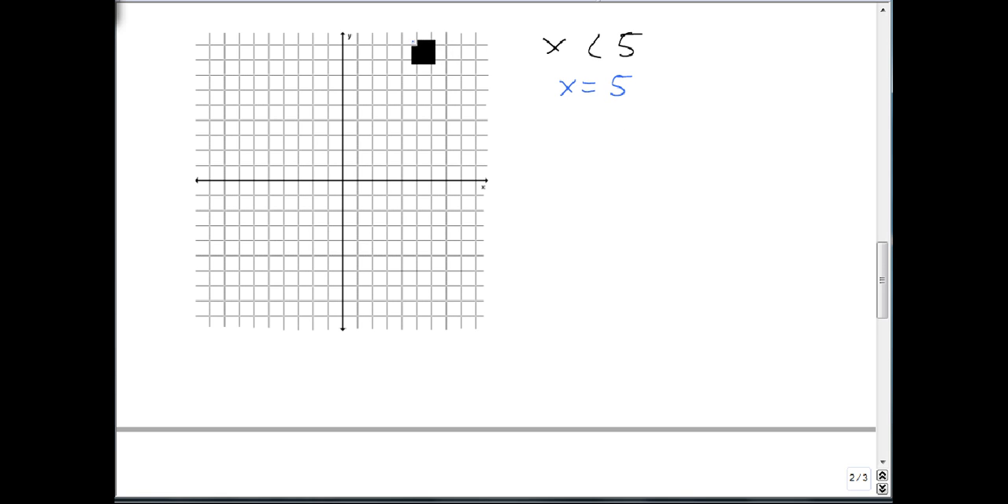So we start at 5, and we draw a dashed line since there's no or equals part. And I don't even need to test a point. I just know x is less than 5 means I shade less than 5, and that's this stuff over here. And that's graphing inequalities with a vertical or horizontal boundary.